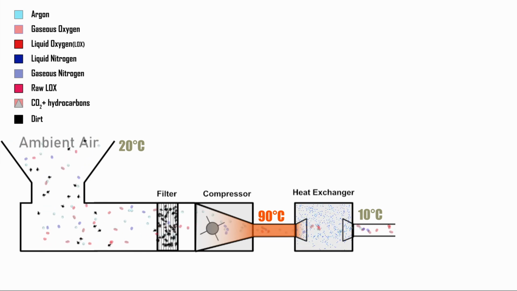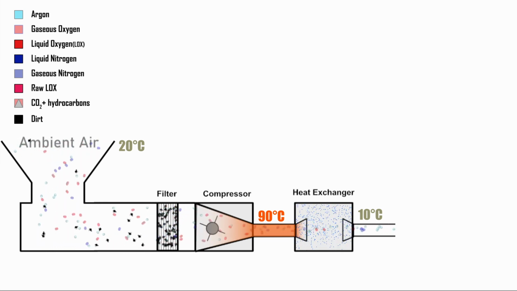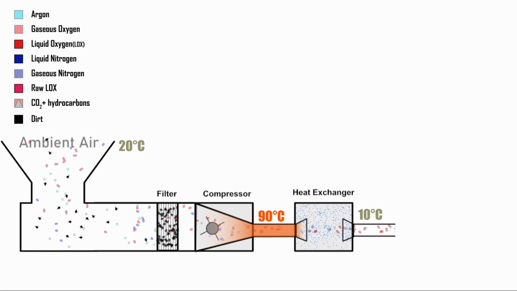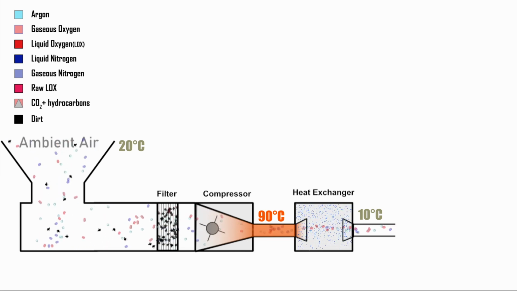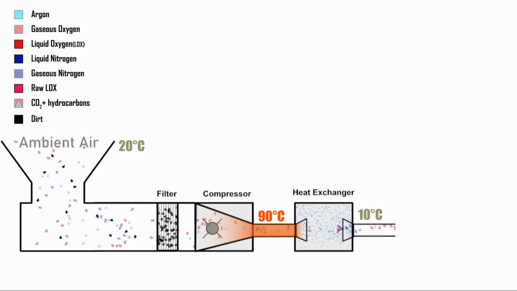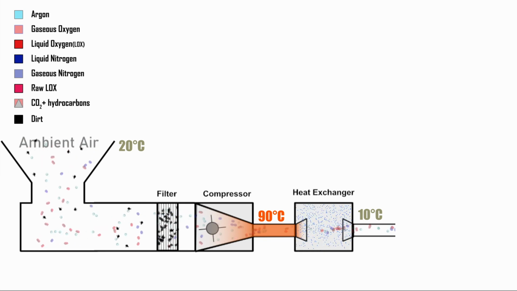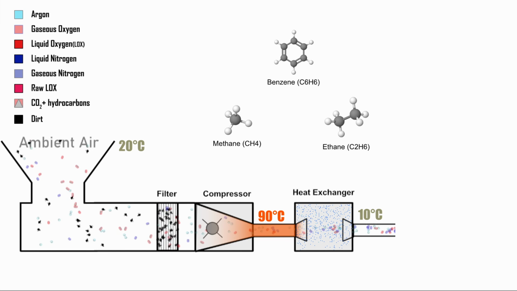Before we can cool the air further, we must remove any gas or liquid vapor that will turn solid before we reach our lowest temperature of minus 196 degrees Celsius. This is mostly CO2, which would turn to dry ice. These solids could block the air flowing through the system. We must also remove hydrocarbons, which are flammable when mixed with pure oxygen.